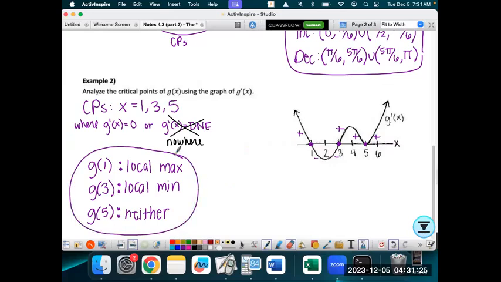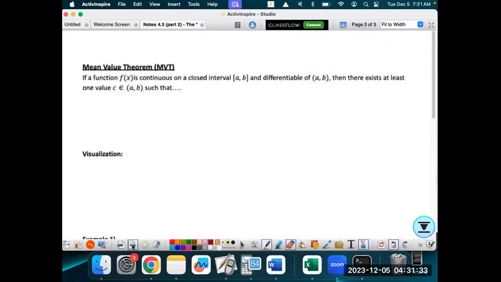Okay, so we are done talking about critical points and analyzing them. I would like to go ahead and get into the mean value theorem. So the mean value theorem states that if a function is continuous on a closed interval, criteria 1, and differentiable on an open interval, criteria 2.